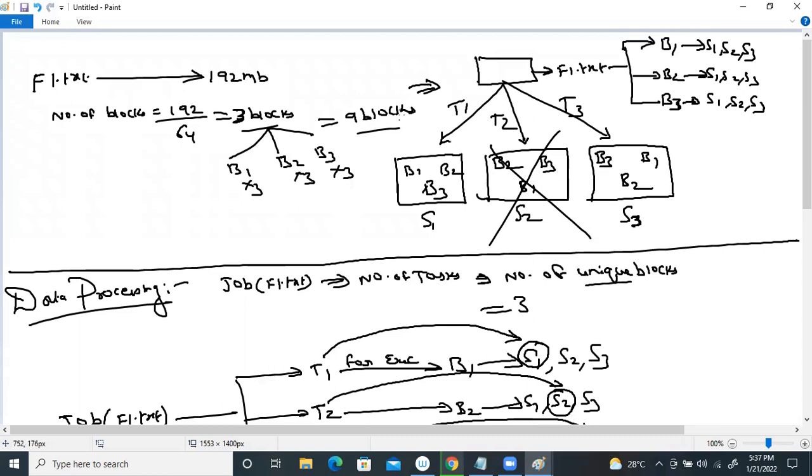The first thing is there is no data loss. The B2 block is still present in S1 and S3. The second thing is that, as the B2 block is present in S1 and S3, both S1 and S3 can execute the T2 task, right? Either S1 or S3 needs to perform two tasks, or if any other new slaves are available, then they can do it. So what is your observation? There is no data loss.